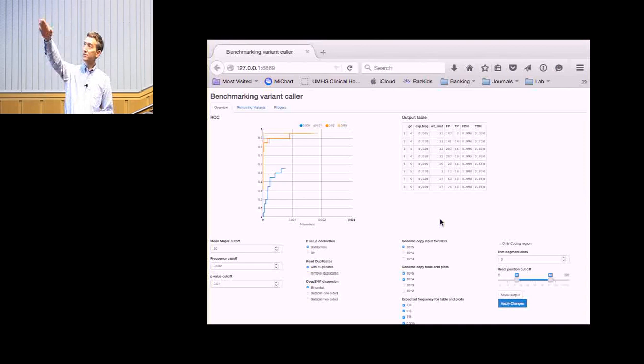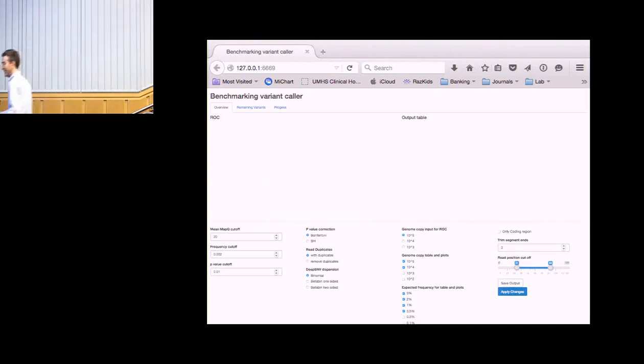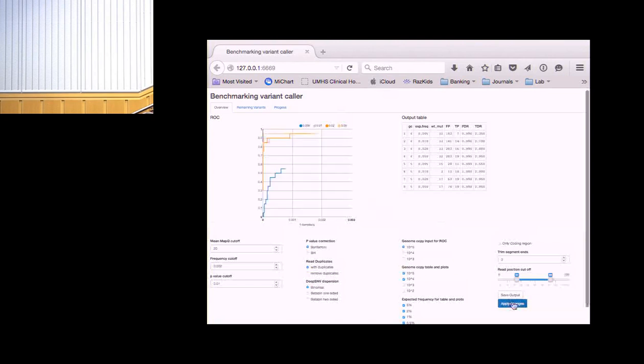So we get the ROC curves. We can vary our p-value cutoff, whether we do duplicate reads or not, what kind of binomial model we apply, the read position cutoff at the end, all those. And then we get a nice table, and we can see how many false positives, how many true positives.